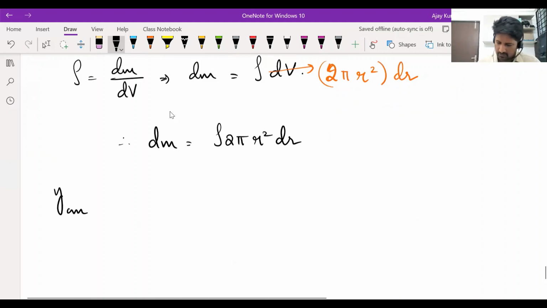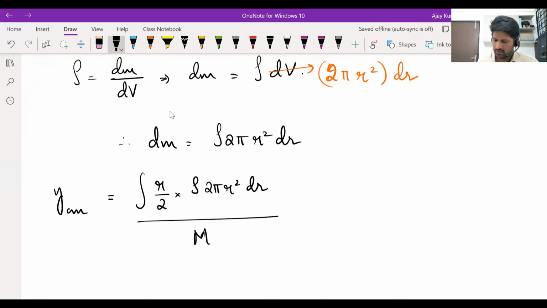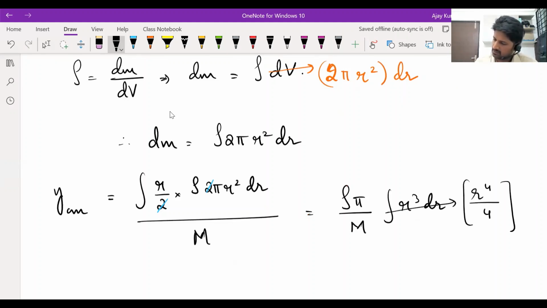Therefore, y coordinate of center of mass is integral y dm divided by integral dm. Y is r by 2 and dm is density into 2 pi r square dr, and integral dm is the total mass M. Cancel whatever you can. Density and pi come out. Density pi divided by mass, integral r cube dr, and integral r cube dr is r power 4 by 4. Substitute limit 0 to capital R, it will become capital R power 4 by 4.